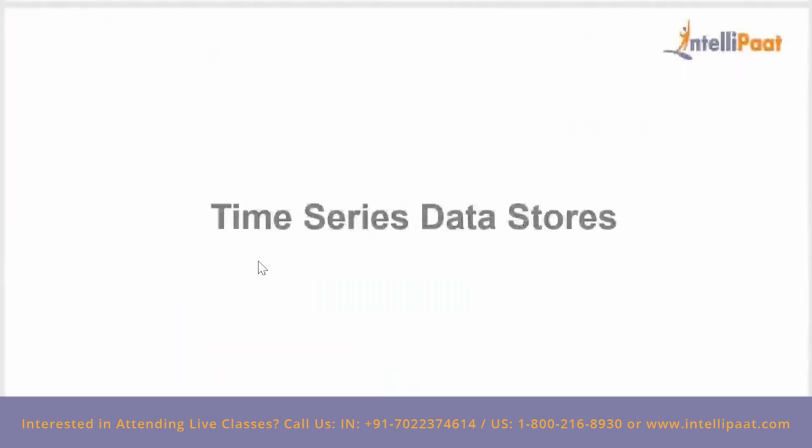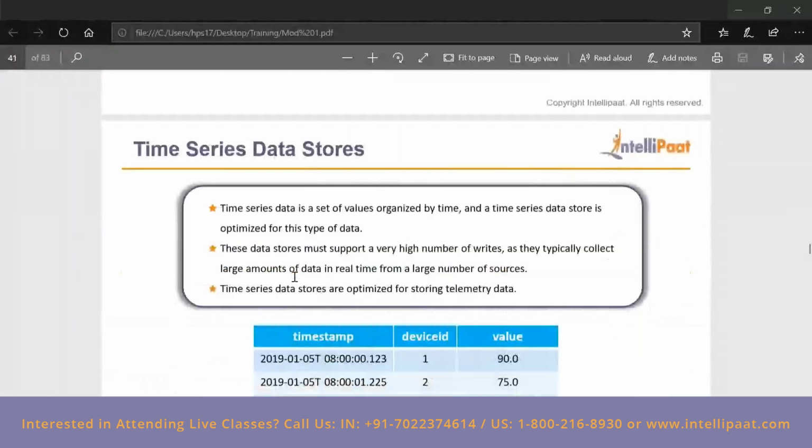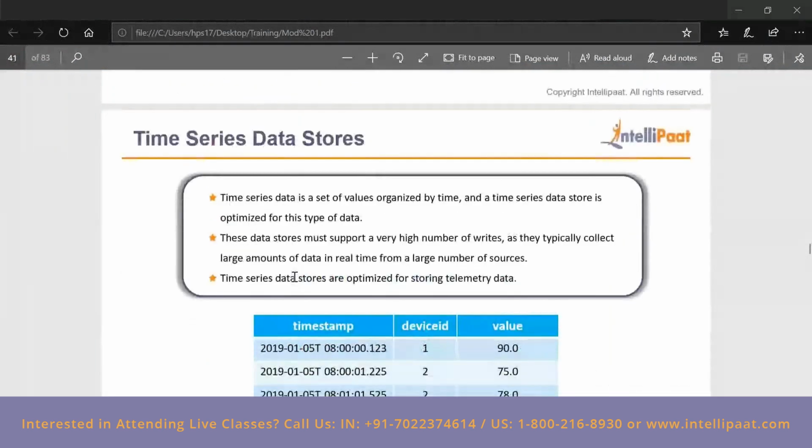So the next is time series data stores. Basically the four we studied are the major ones. These others are also important, but the main four hold the main types. Okay, sorry, the main types of NoSQL databases.